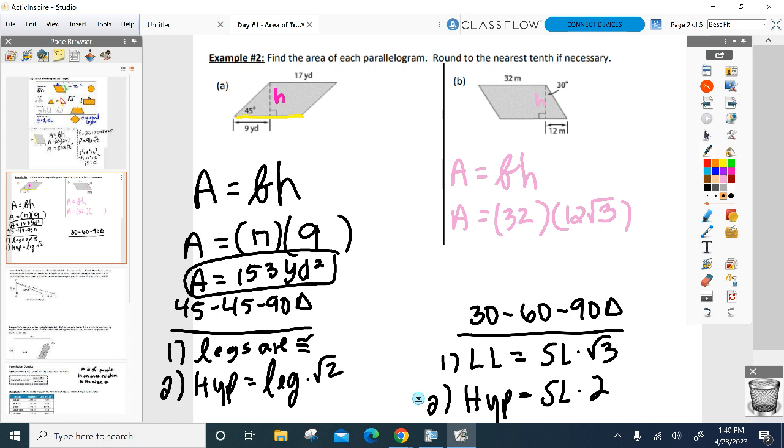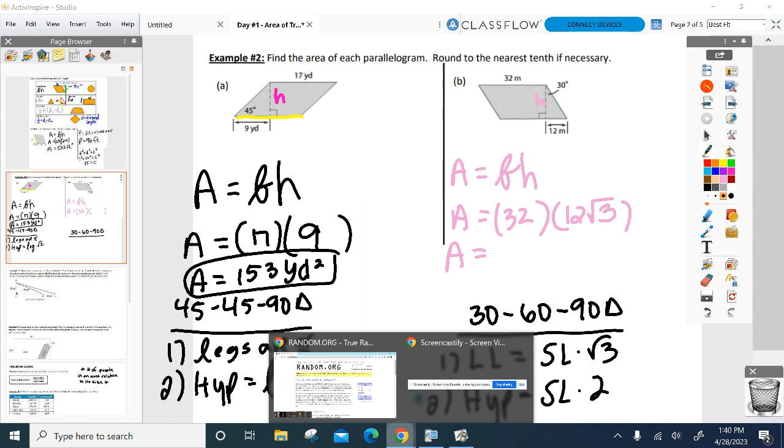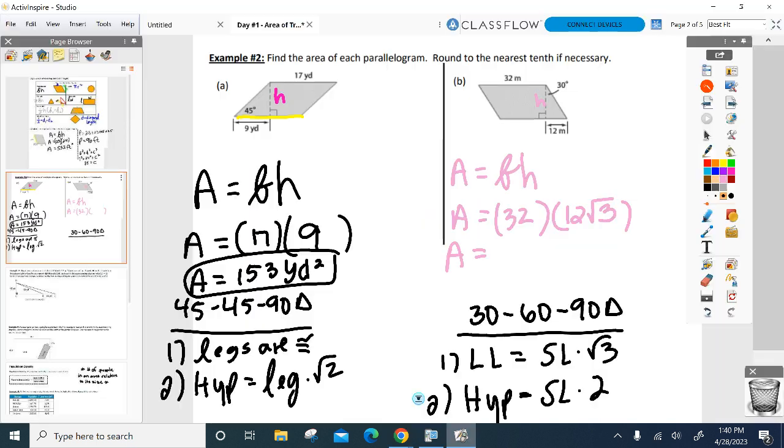Oh, you guys are lucky. Round to the nearest tenth. How's your rounding rules? Come on. Rounding correctly to the nearest tenth. That's hundredth. Tenth. Just one. Yep. Meters squared. Woo!